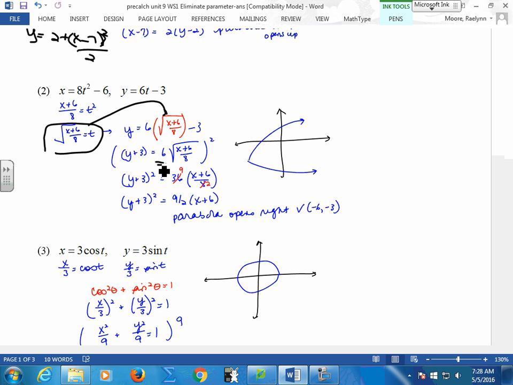You distributed the 6? I see where you're coming from. I did it wrong. Okay, but you've got to square this first to get the radical out of there. Yeah, you've got to square that first, get the radical out of there, and watch the 6. If you square it, this has to be squared. Okay. And so then you get a parabola.